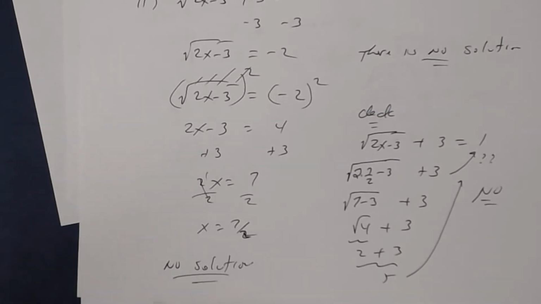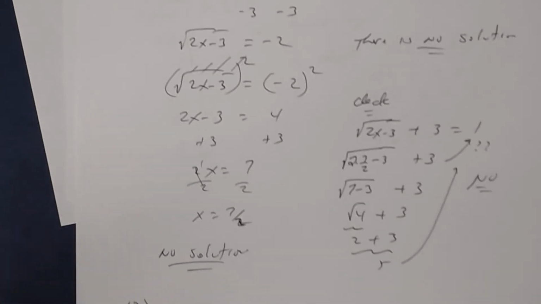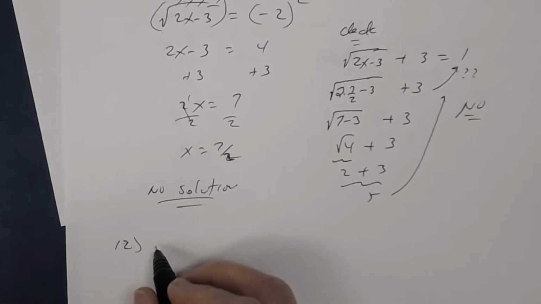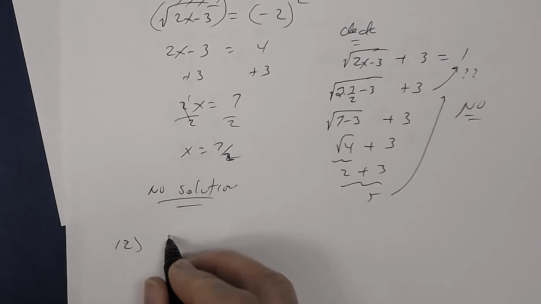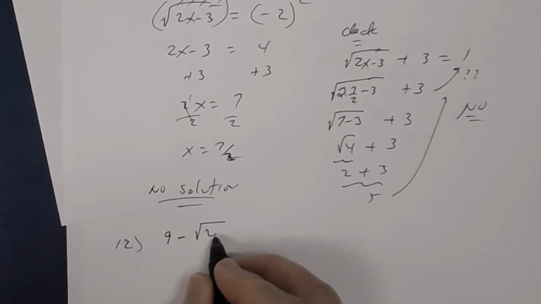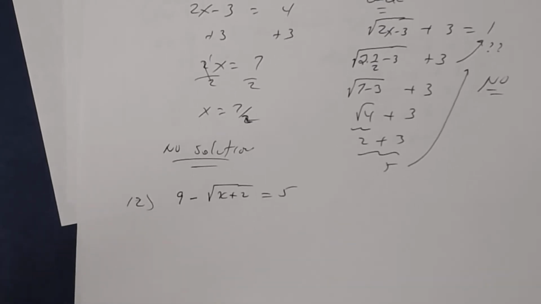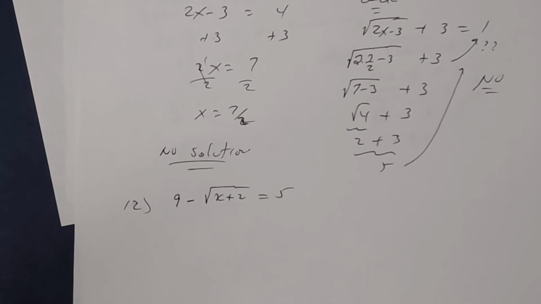All right, and then finally number 12. Number 12. So part 1 is the easy kind. All right, number 12. We'll do one more. Number 12. Suppose I had this. Okay, now be careful with 12. I want you to be careful. So let's suppose I had 9 minus the square root of x plus 2 is equal to 5. Okay? 9 minus the square root of x plus 2 is equal to 5.